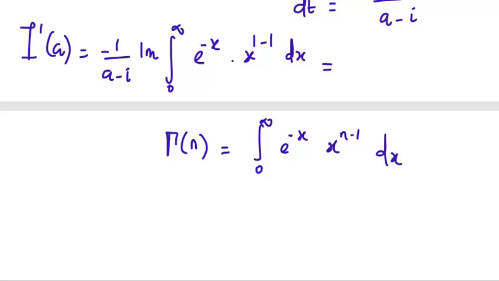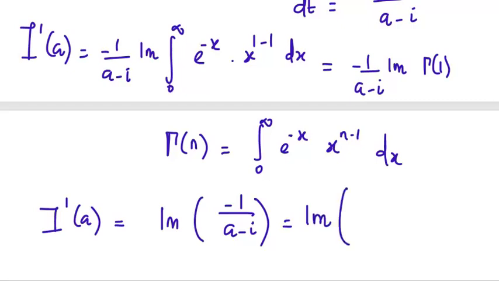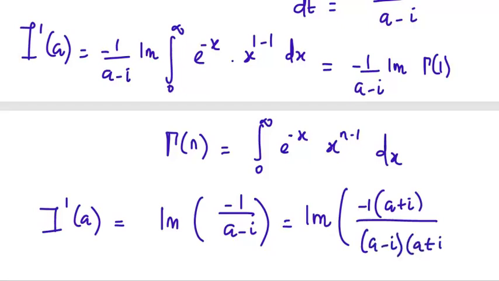So with the help of this, the integral is equal to negative 1 over a minus i, then the imaginary part. This is going to be the gamma of 1. Gamma of 1 is equal to 0 factorial, which is 1. Therefore, we have our I prime of a is equal to the imaginary part of negative 1 all over a minus i. So this is going to be equal to the imaginary part. Now we rationalize, right? So this is going to be negative 1 into bracket a plus i divided by a minus i multiplied by a plus i.